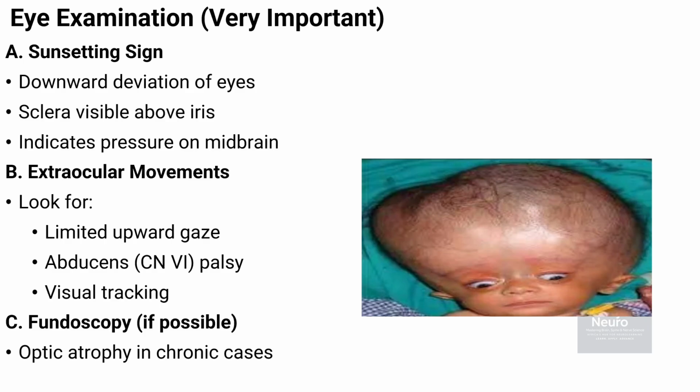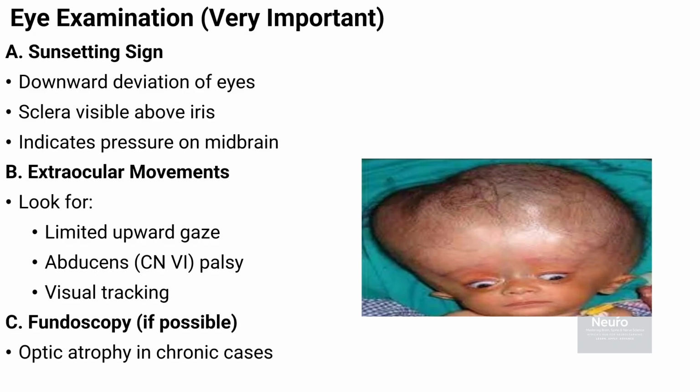The eye examination is a crucial part of evaluating a child with congenital hydrocephalus, as it provides important information about intracranial pressure and brainstem function. One of the hallmark signs is the sun-setting sign, where the eyes are deviated downward and the sclera is visible above the iris, indicating pressure on the midbrain and often reflecting increased intracranial pressure.